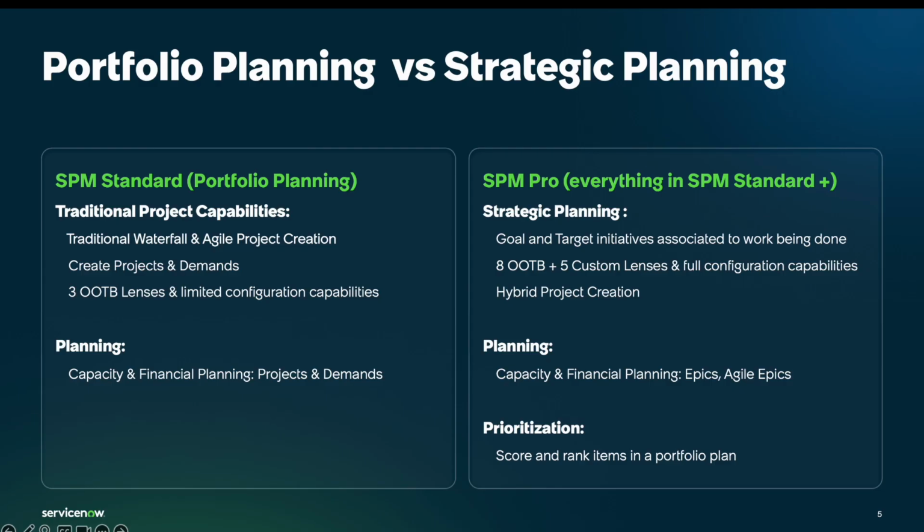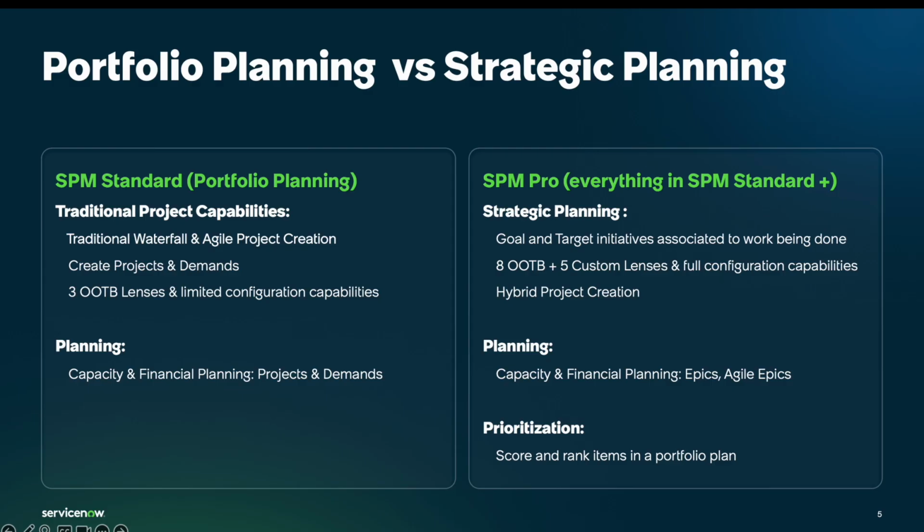Versus in SPM Pro, we offer strategic planning, which uses a mix of methodologies: waterfall, agile, and even hybrid approaches. SPM is designed to manage this diverse landscape, providing a holistic view of not just projects, but also agile epics, products, and operational activities. We offer the ability to associate business outcomes and goals to the work that is being done, as well as more out-of-the-box lenses and fully customizable and creatable lenses to fit your organization's needs. The ability to plan capacity and financials for more than just projects and demands, reaching out to epics and agile epics. We offer the ability to prioritize those needs and rank portfolio items appropriately.